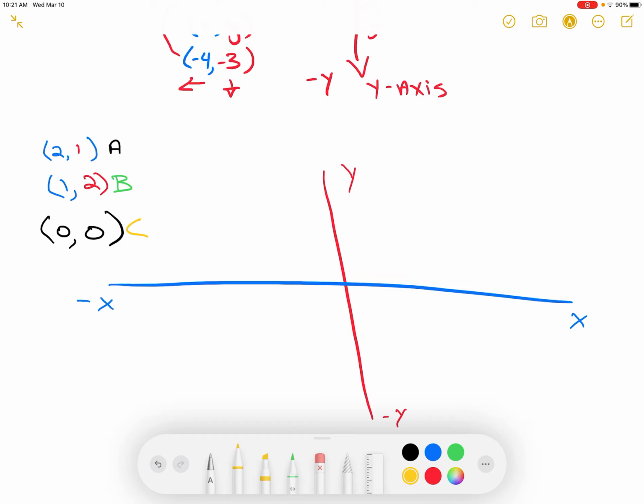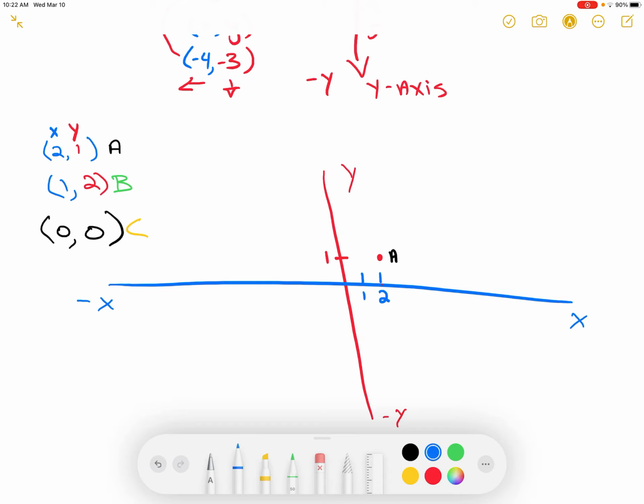Let's start with point A. Point A has a value of 2, 1, right? So I know my x value is positive 2. So I go to my x-axis and I say, all right, where would positive 2 be on the x-axis? Well, it's 1, 2 right here. And then my second part of the ordered pair is the y value, and it's a positive 1. Positive means up, so I'm going up by 1. So I start here from 1, 2, and then I go up 1. And that's where my first point is. A is right there at 2, 1.